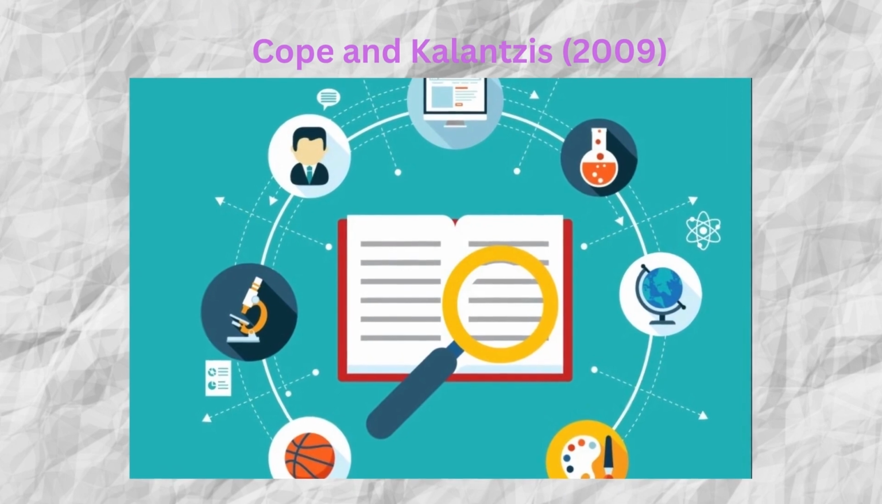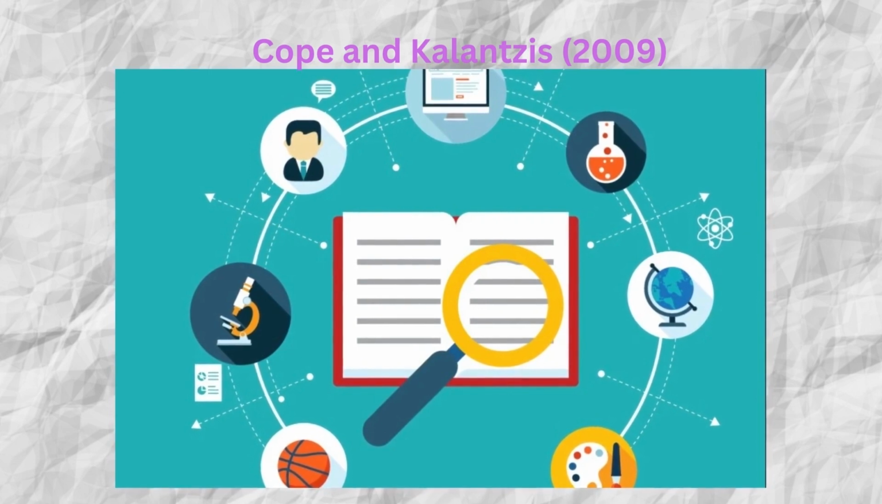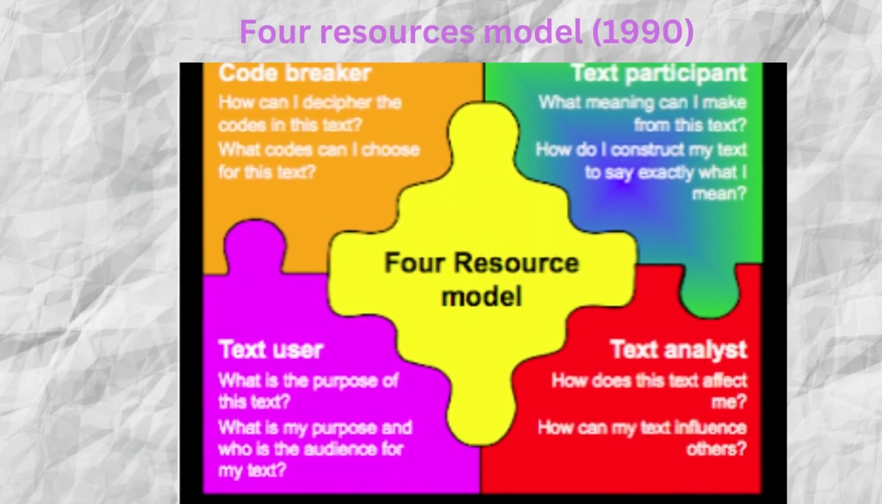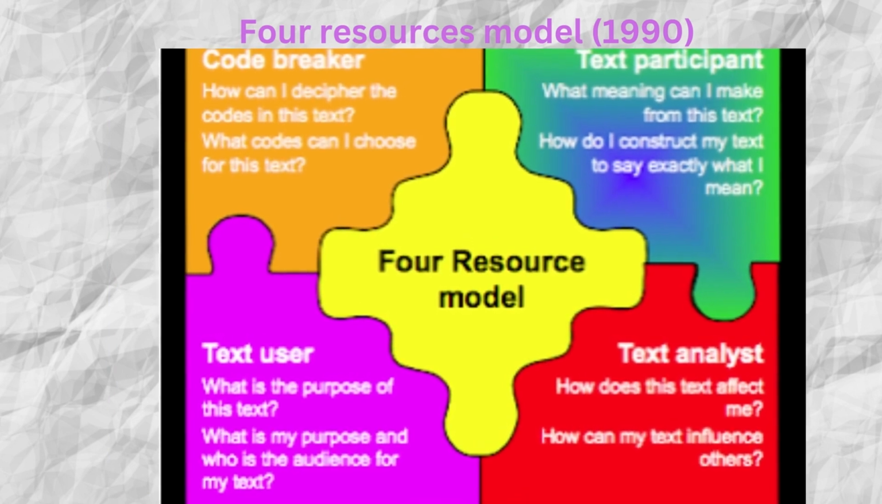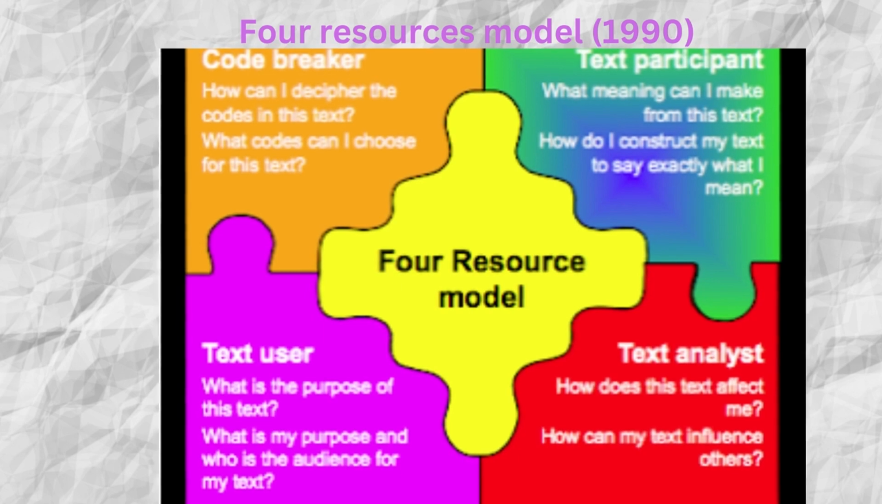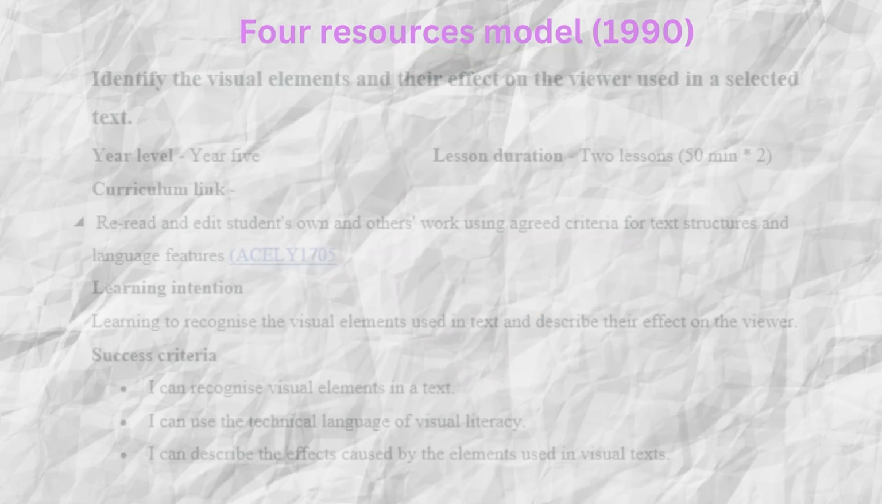Bill Cope and Mary Kalantzis have explained the changing literacy teaching and learning, revisiting the pedagogy of multiliteracies through their research. The four resources model by Freebody and Luke explains the conceptualization of the resources readers utilize and the role of readers during reading. It further discusses four roles: readers as code breakers, readers as text participants, readers as text users, and readers as text analysts.